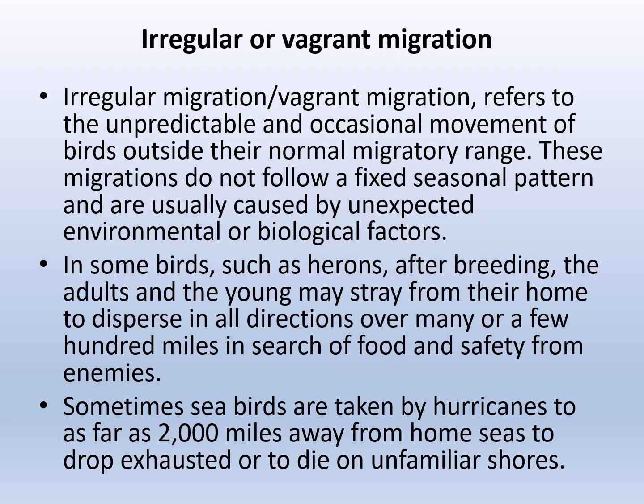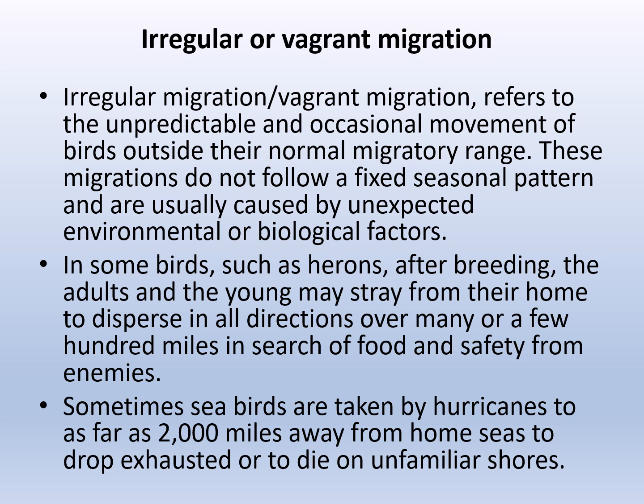The next kind is irregular or vagrant migration. Irregular migration or vagrant migration refers to the unpredictable and occasional movement of birds outside the normal migratory range. These migrations do not follow a fixed seasonal pattern and are usually caused by unexpected environmental or biological factors. In some birds, such as the herons, after breeding, the adults and the young may stray from their home to disperse in all directions over many or few hundred miles in search of food and safety from enemies.